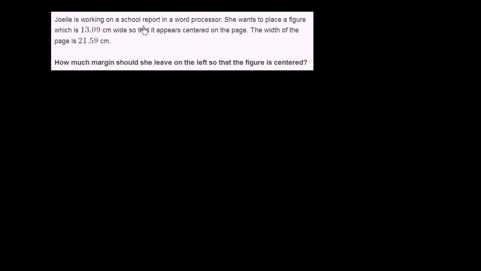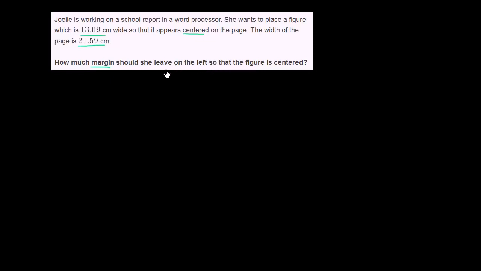Joelle is working on a school report in a word processor. She wants to place a figure which is 13.09 centimeters wide so that it appears centered on the page. The width of the page is 21.59 centimeters. How much margin should she leave on the left so that the figure is centered?